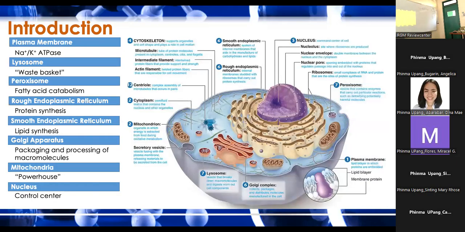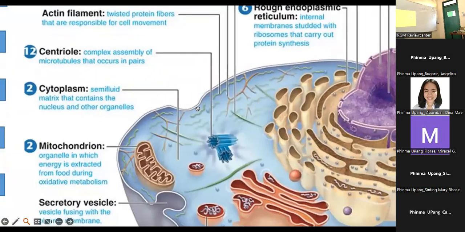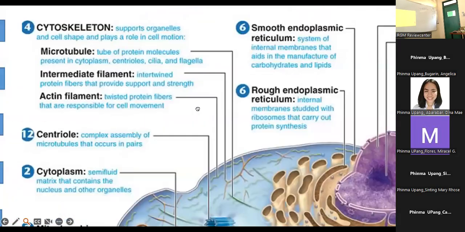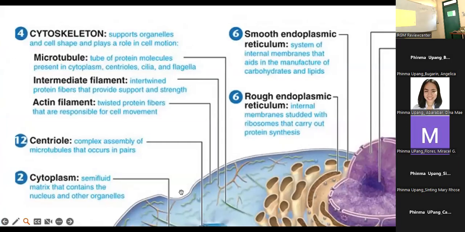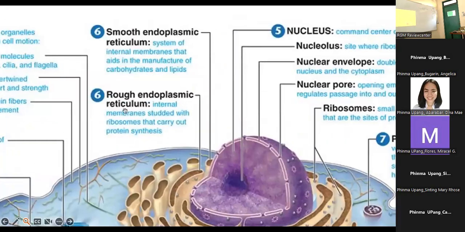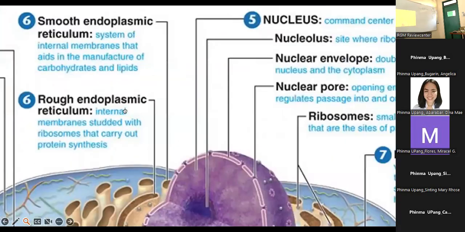Okay, so let's talk about the compartmentalization of the processes in a cell. Medyo maliit, so lakihan natin. So bago ang lahat, let us first identify some parts of your cell which are important. So let's proceed to your smooth endoplasmic reticulum. Kasi tapos na tayo sa cytoplasm.